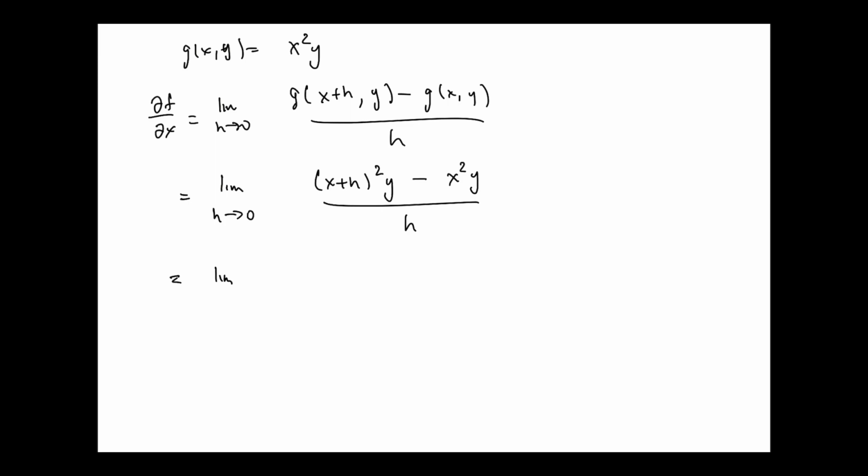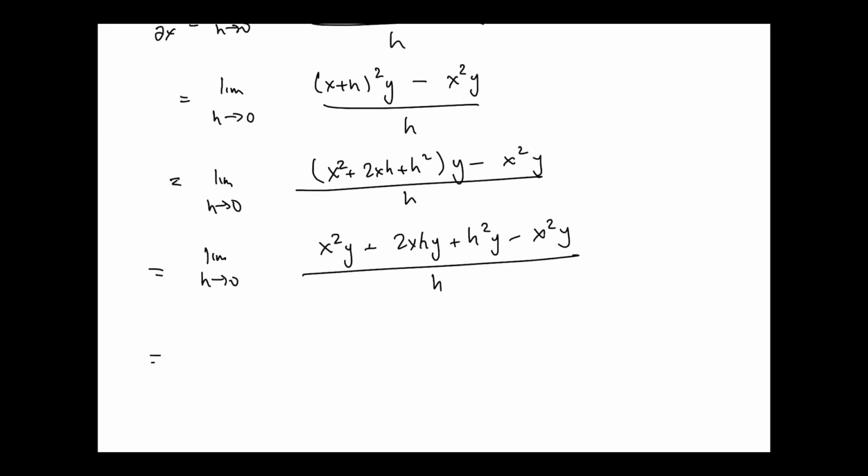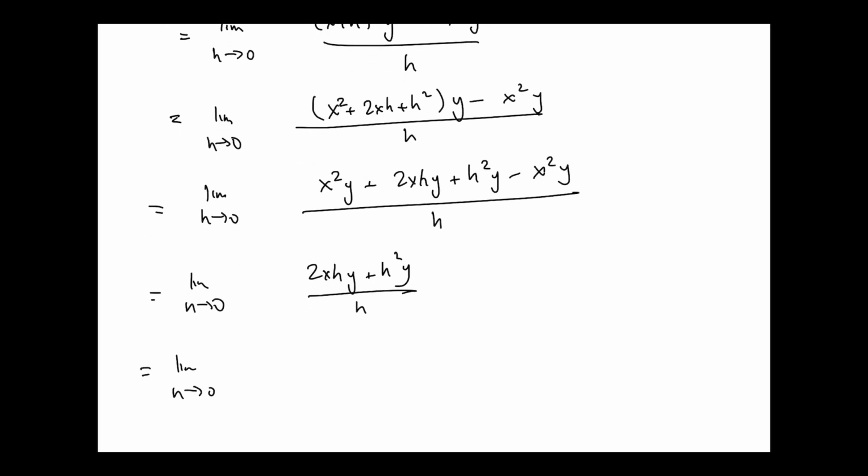If we multiply all this out, then what are we going to get? We get x squared plus 2xh plus h squared times y minus x squared y. And so some of the stuff is going to cancel, sure, because this would be x squared y plus 2xhy plus h squared y minus x squared y all over h. And so that leaves us with what? 2xhy plus h squared y over h. Cancel an h, and we get 2xy plus hy, and as h goes to 0, voila, 2xy. Does that kind of make sense?